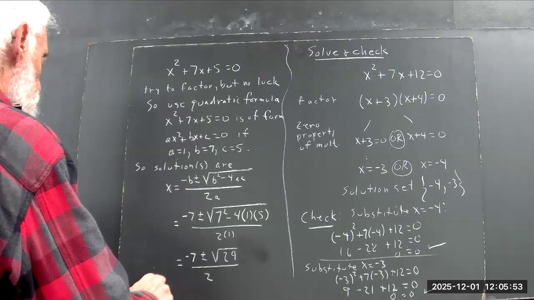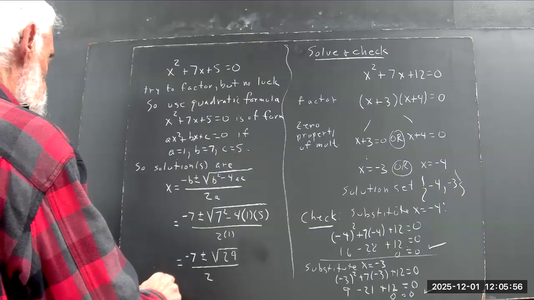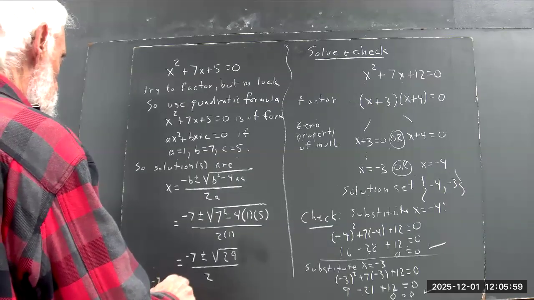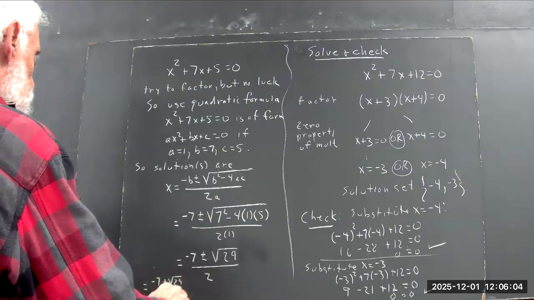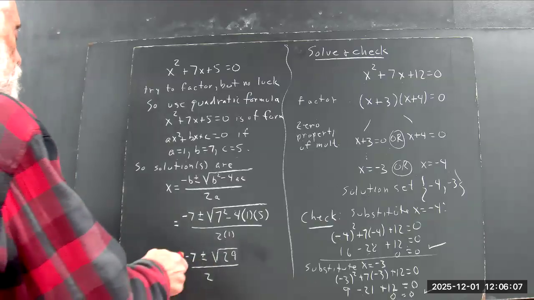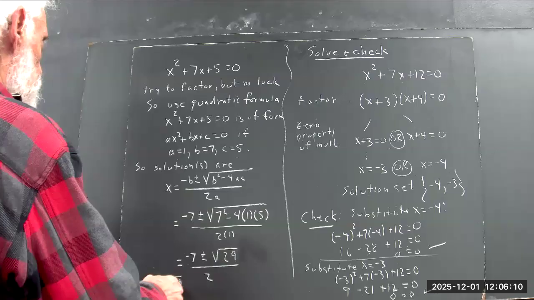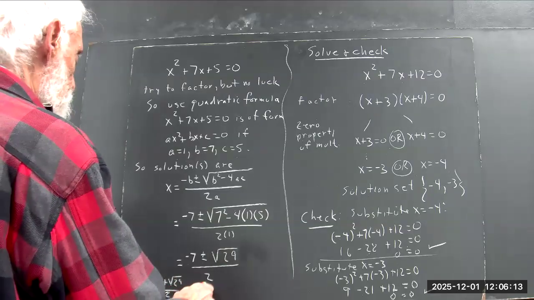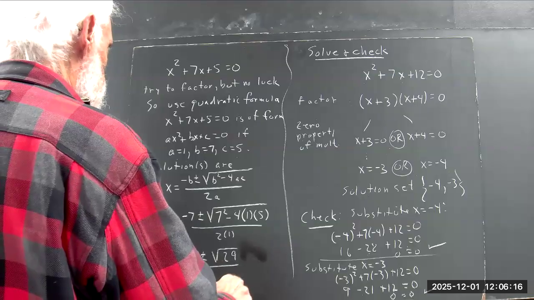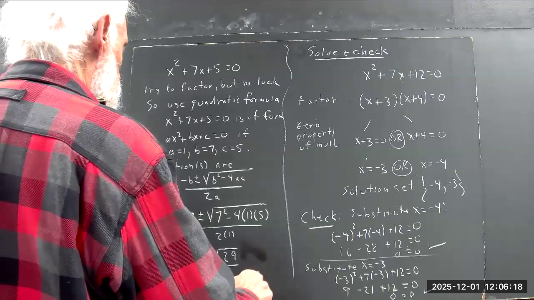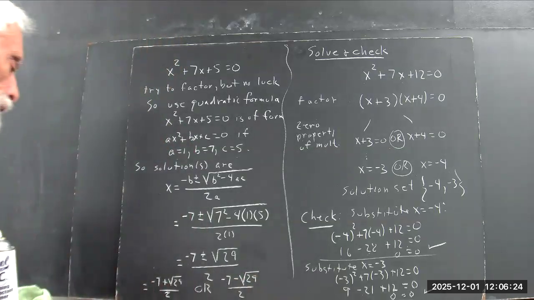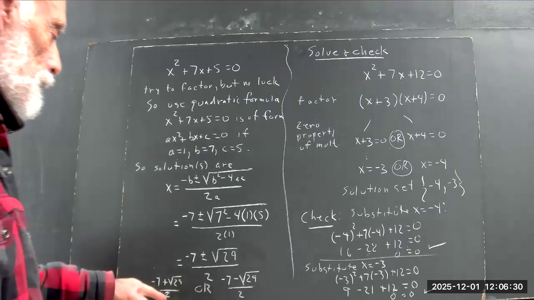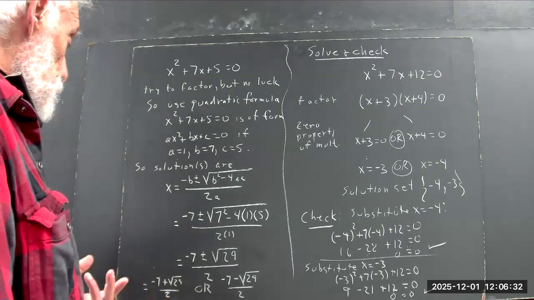And just to be explicit, plus or minus square root of 29 means you could have negative 7 plus the square root of 29 over 2, or negative 7 minus the square root of 29 over 2. Now, the square root of 29 turns out to be about 5.4.